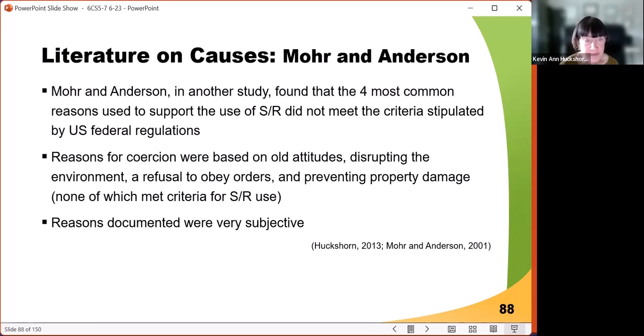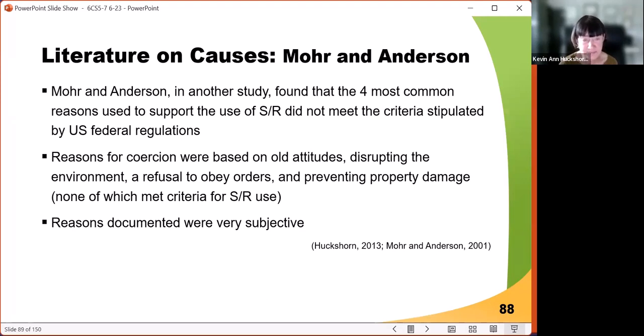Next slide. Moore and Anderson, in another study, found that the four most common reasons used to explain and support the use of seclusion and restraint did not meet the criteria mandated by the federal regulations about seclusion and restraint, and that the real reasons restraint and seclusion were being used were old staff attitudes, patients disrupting the environment but not reaching the threshold of imminent danger, refusal to obey orders, and preventing property damage.